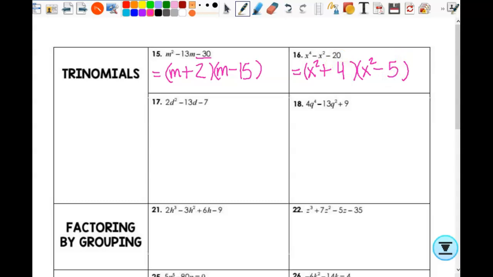Can I factor this one anymore? No. This is a sum of squares that exists, but I can't factor it, right? And this is a difference, but it's not a difference of squares, so I can't factor anymore, and I'm done right here. Okay, we good? All right, let's look at 17.